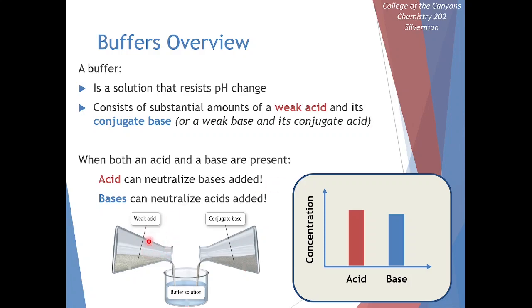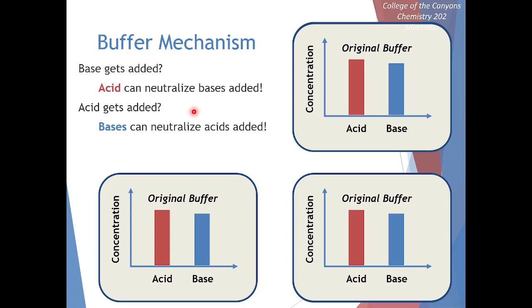We can visualize this here. If you combine a weak acid and its conjugate base into the same solution, here's a bar graph. We have both an acid and a base present. This allows us to resist changing the pH if any other acids or other bases get added. If we have our original buffer, conjugate acid, conjugate base present, what happens when strong base gets added? Well, if strong base gets added, we can use up some of our acid that's present. It can neutralize it with the acid that's already there. Likewise, if any acid gets added, we do have a base that's present that can neutralize that new acid.